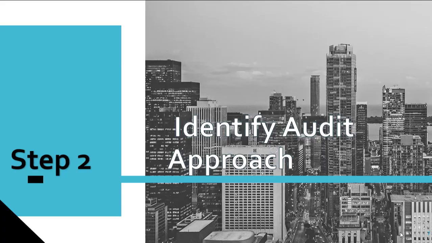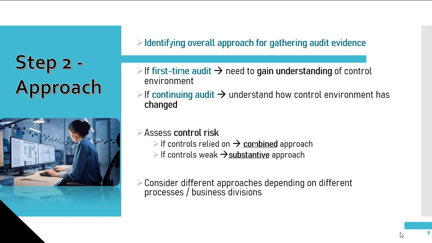Then you can see at the very end the writer concludes on the risk being high and the reasoning as to why. Now let's discuss step 2, which is identifying the audit approach. To determine the overall approach for gathering audit evidence, you must assess the control risk on an overall basis. If the controls can be relied on, typically a combined approach will be used. If controls are determined to be weak, a substantive approach is concluded.